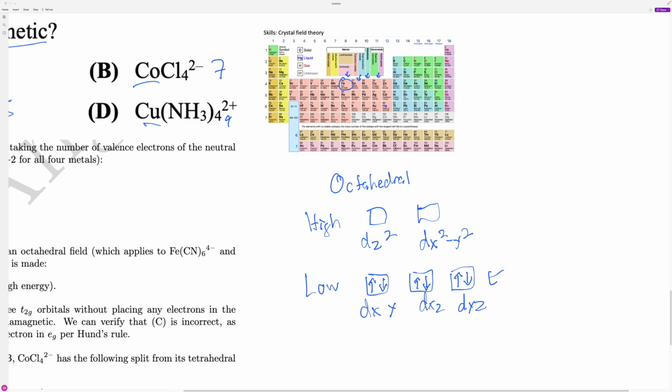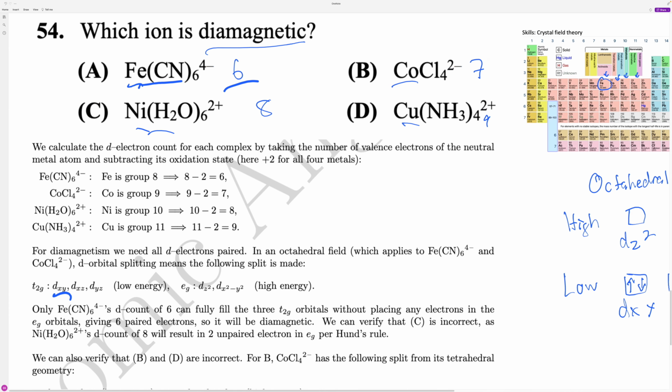So since diamagnetism means there's going to be no unpaired electrons, we can immediately see that A is our answer, which is quite fortunate. So you wouldn't need to calculate or draw the rest for this problem in particular. So we can go ahead and circle A, but I'm just going to show the other answer choices here.